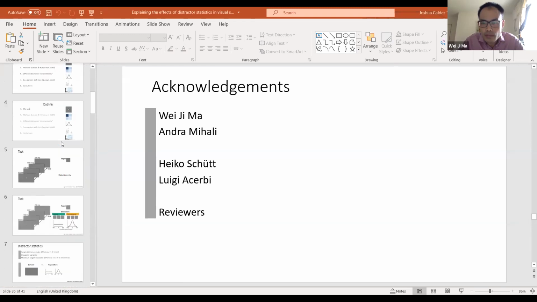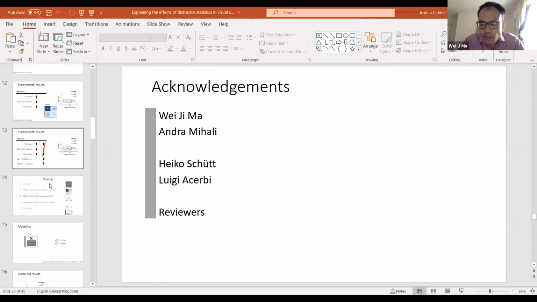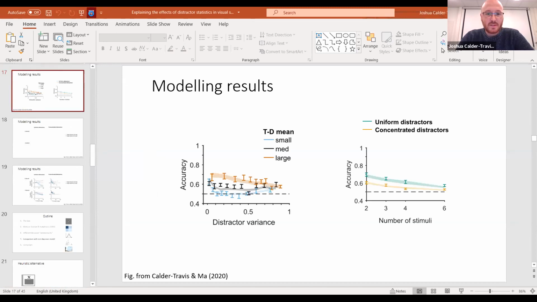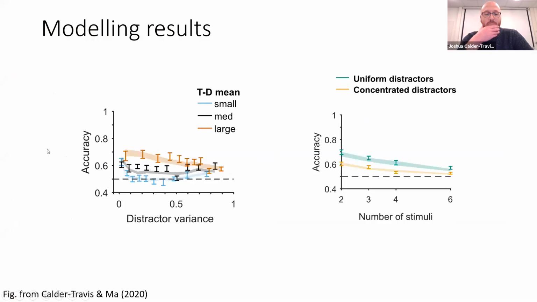Yes, okay. I'll just share my screen again, maybe. Okay, so why does the model predict the U-shape effect? Okay, it's a good question. I'm going to have a think for a second.